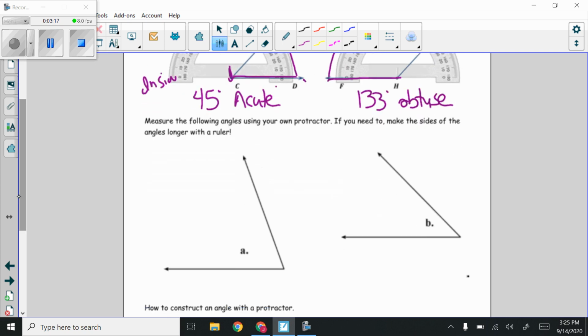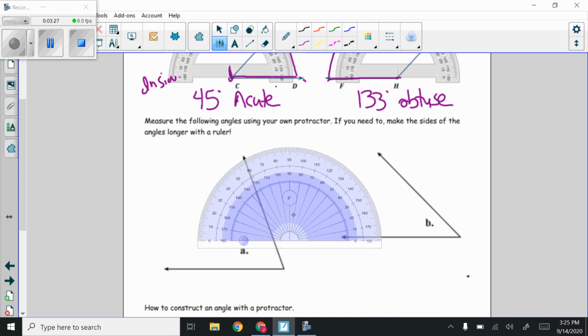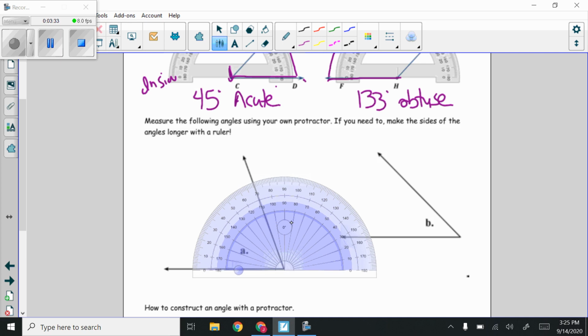So now we want to measure these with our own protractor. So let's see if I can pull the protractor out here. Again, I'm going to take the middle point right here and line up one of my rays on the 0, directly in the middle. My 0 is on the outside, so I'm reading my outside numbers, which looks to be about 71 degrees. So 71 degrees.